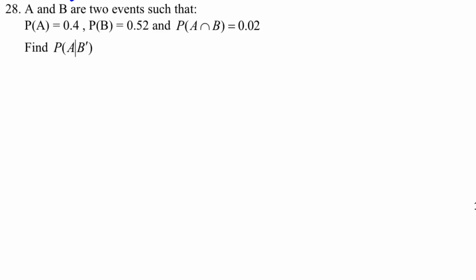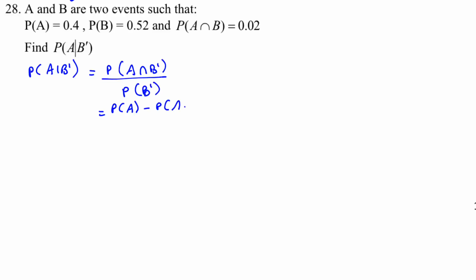Question number 28 is also a probability question. Probability of A and B is given, and A intersection B is given. We have to find the probability of A given not B. Probability of A given not B is probability of A intersection not B over probability of not B. You need to write all your formulas. Always open your formula sheet when you're solving probability questions. A intersection not B is probability of A minus probability of A intersection B. Probability of not B is 1 minus probability of B.